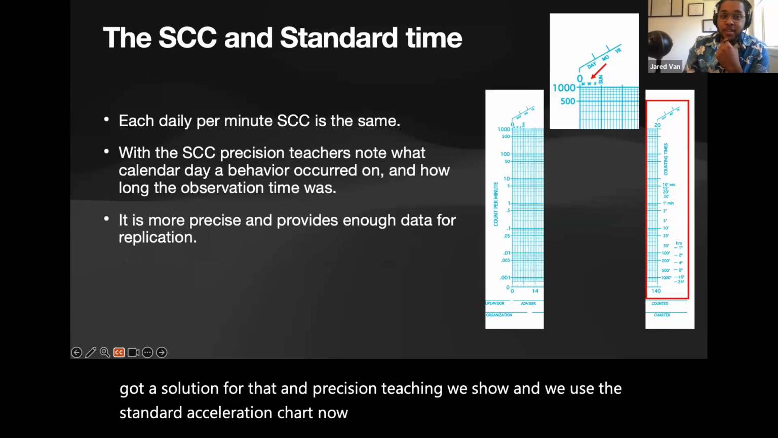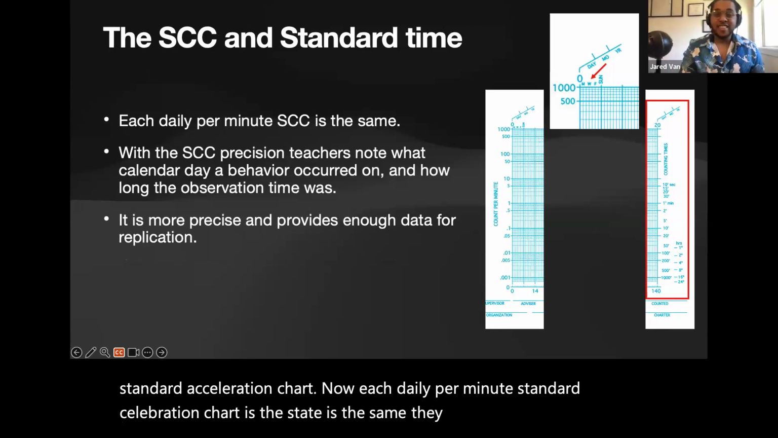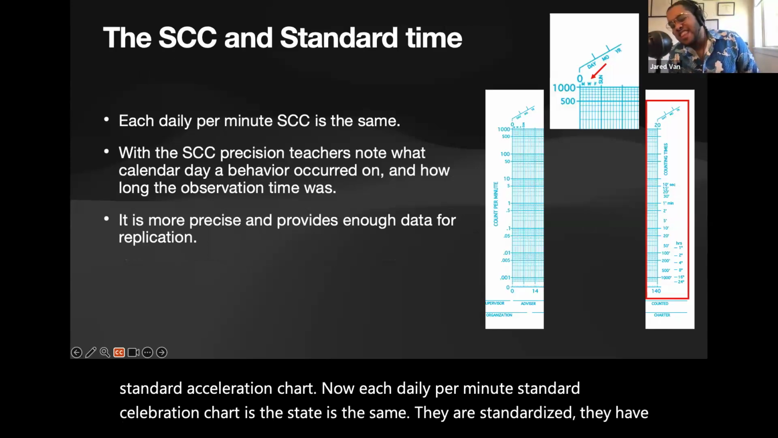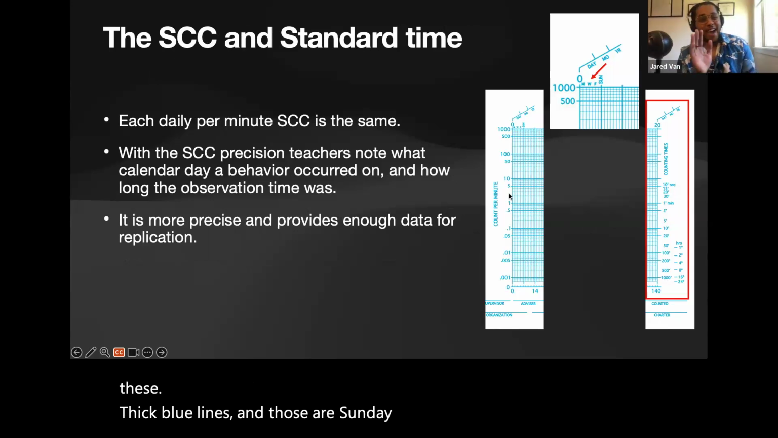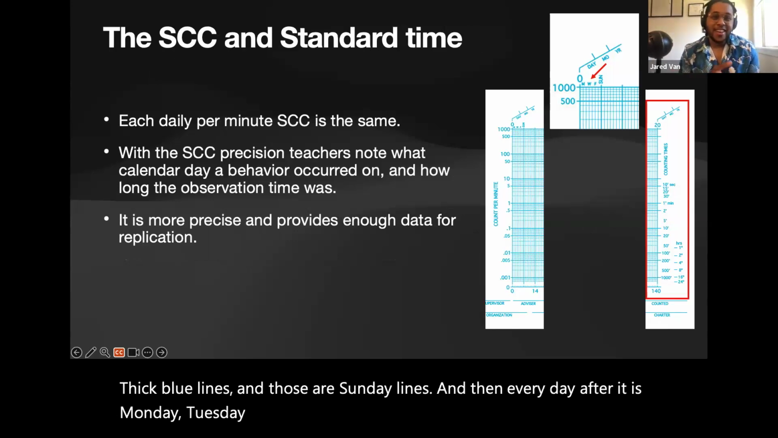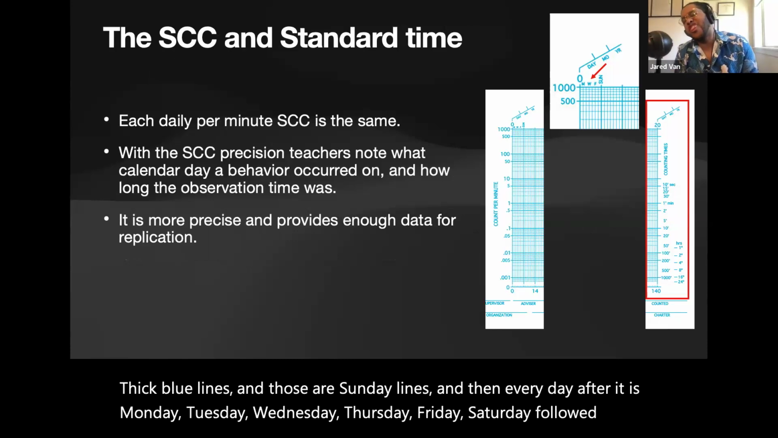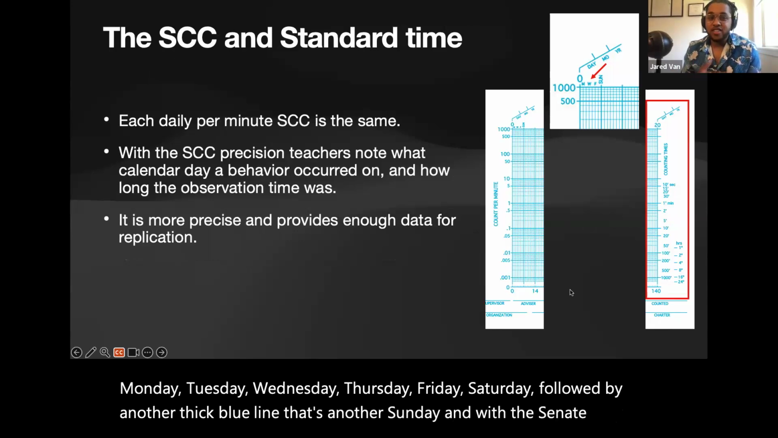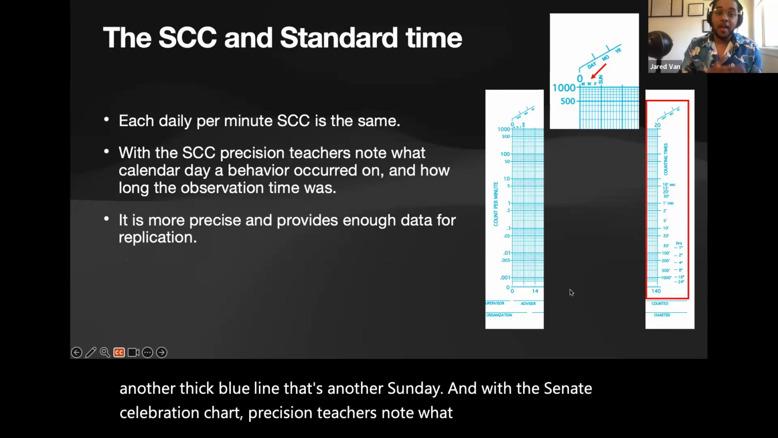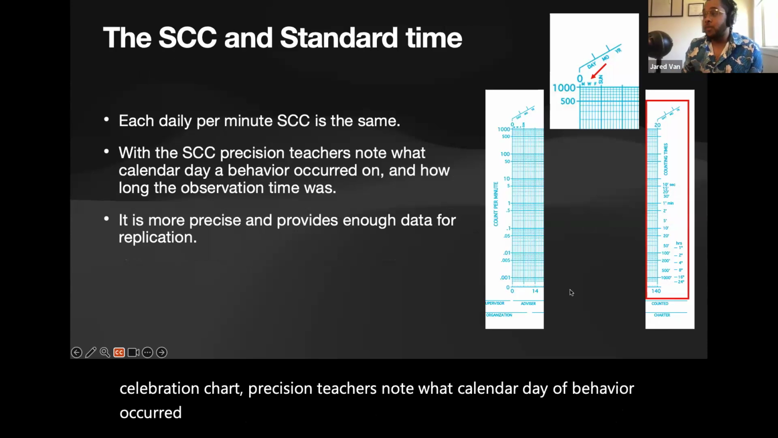Now, each daily per minute standard acceleration chart is the same. They are standardized. They have these thick blue lines, and those are Sunday lines. And then every day after it is Monday, Tuesday, Wednesday, Thursday, Friday, Saturday, followed by another thick blue line. That's another Sunday. And with the standard acceleration chart, precision teachers note what calendar day a behavior occurred on and how long that observation time is.